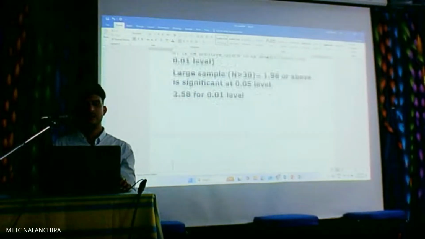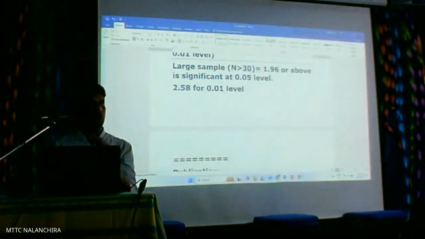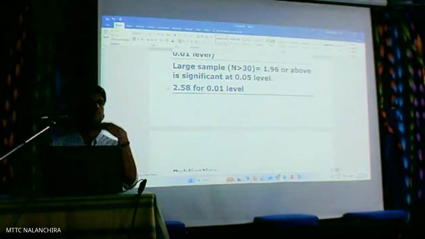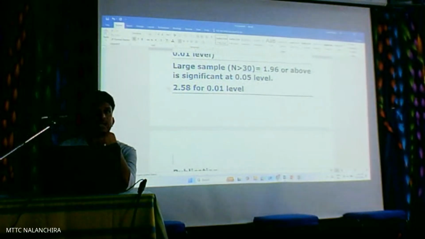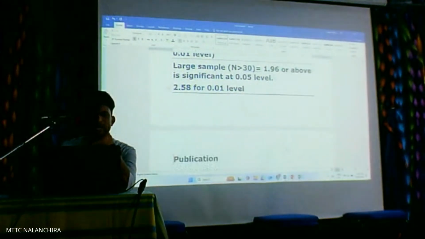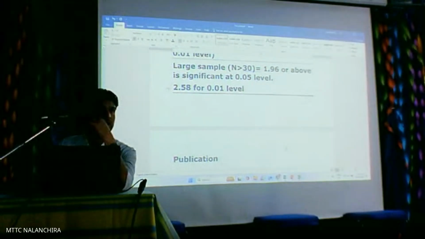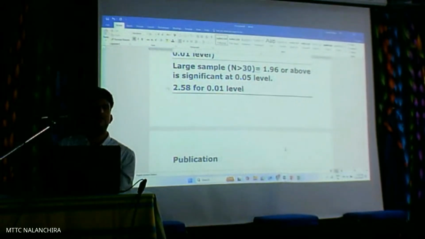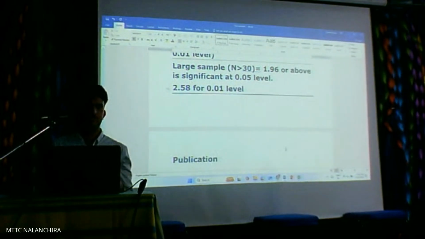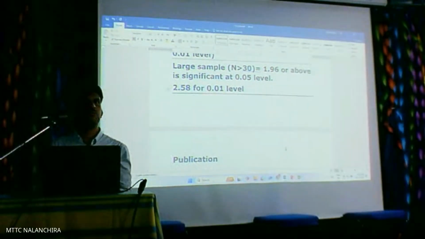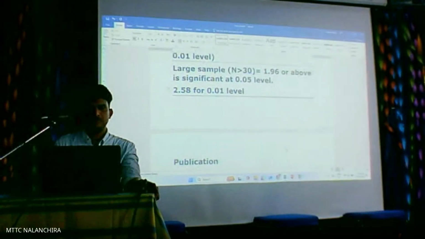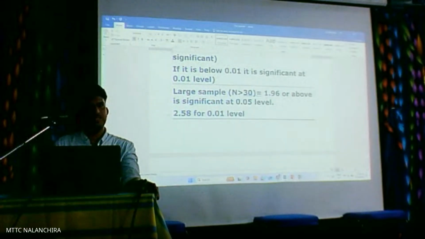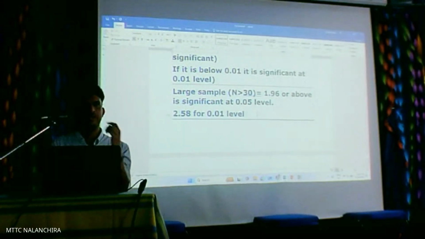This is the manual method. If you have a small sample, you have to see the T table. Generally, in every statistics book there will be a T table, generally as appendix C. You have to look into the T table as per the degrees of freedom. You check the degrees of freedom and go to the T table. This is 1.96 and 2.58. Okay, now you got it.